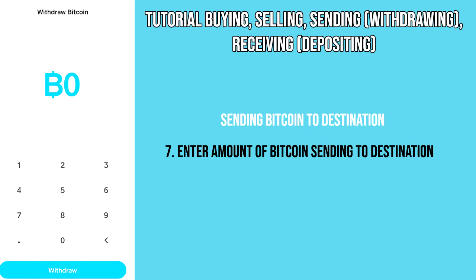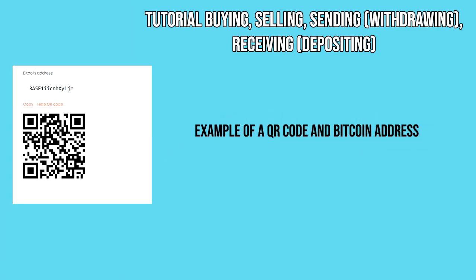You're going to select Bitcoin as your form of deposit. Once you select Bitcoin as your form of deposit, it's going to give you two things. Number one, it'll give you either a Bitcoin address, or two, a QR code that you can scan. It's going to look something like this on this screen right here, right? So this is an example. You'll see the QR code or the Bitcoin address.